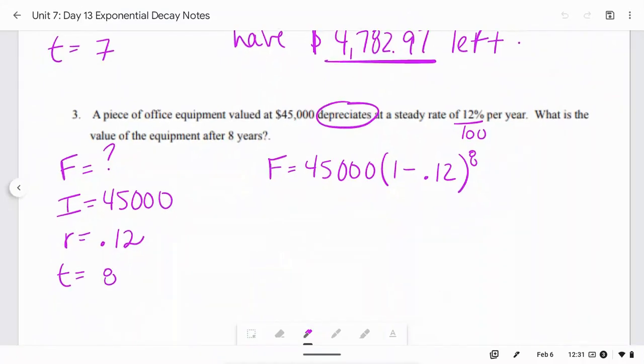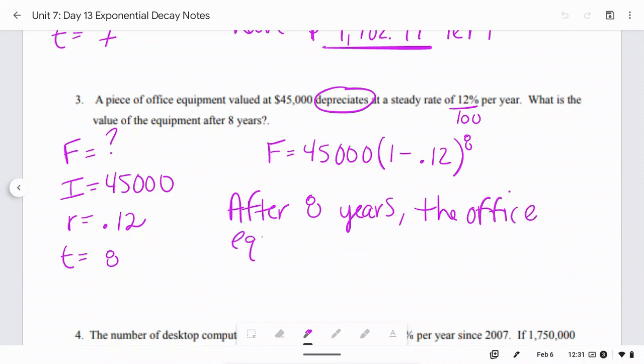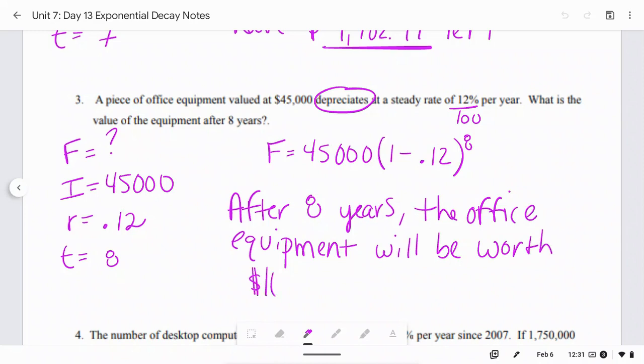And then I just need to write my answer in a sentence. So I'm going to say after 8 years, the office equipment will be worth $16,183.55.